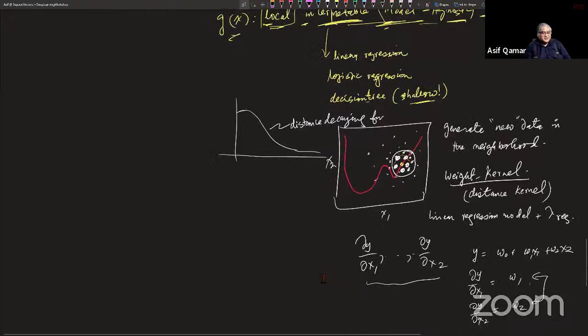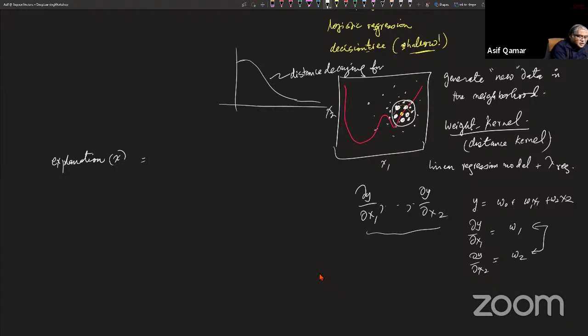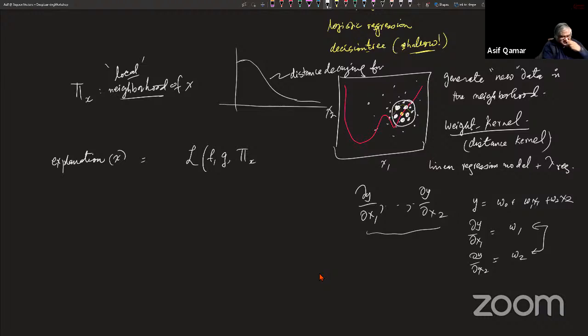So yeah, one last thing I would like to do is also write the loss function. The loss function says that your g(x), or your explanation near the point x, is given as this. You look at this thing: how much does f differ from g in the neighborhood of x? Pi x is the neighborhood of x, the local neighborhood, of course. The locality is built into the definition of neighborhood.